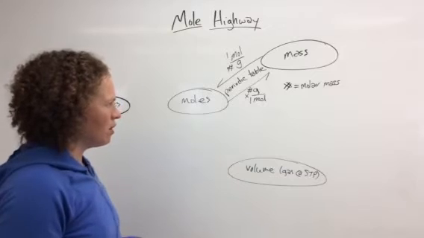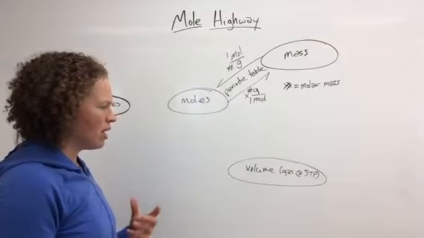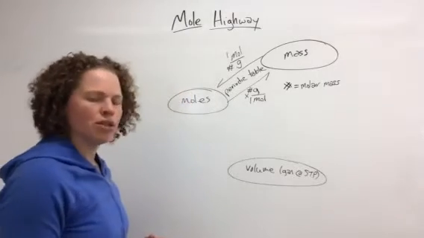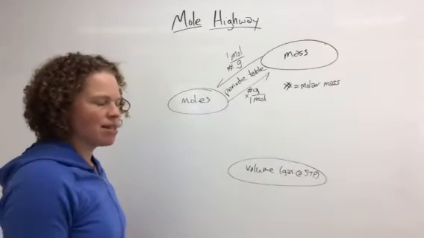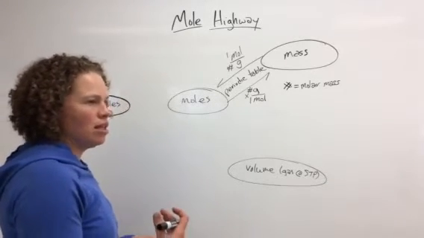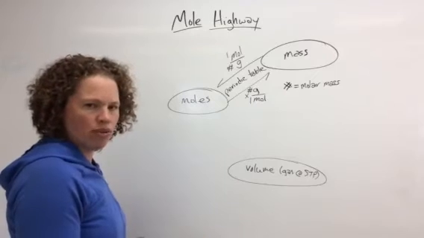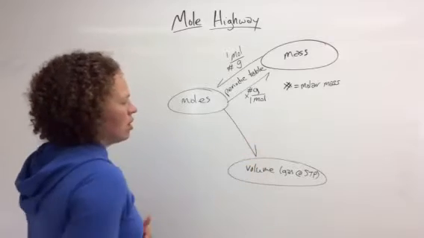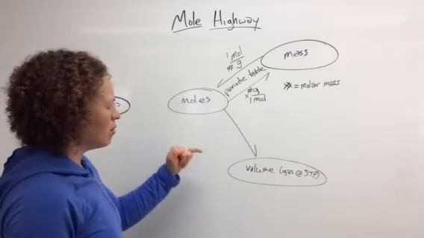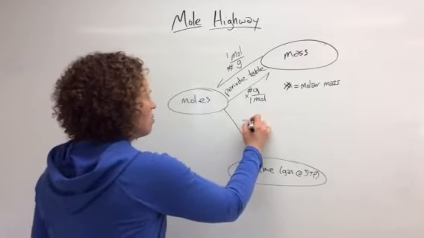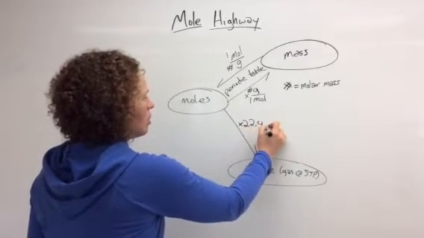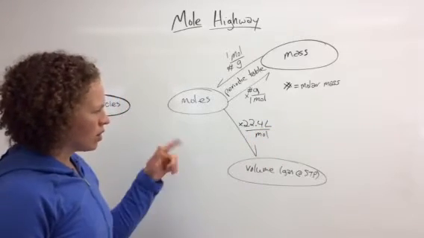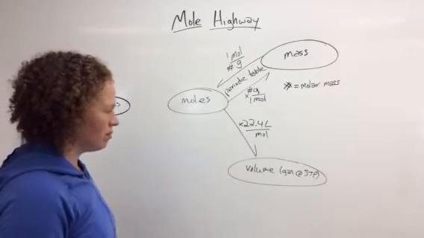Then we come down here to volume, and we have this magical number of 22.4 liters per mole. I know that if I have a gas at standard temperature and pressure, then it's going to be occupying 22.4 liters for every mole of gas that I have. So when I'm going from moles to volume, I want the moles on the bottom. So I'm going to be multiplying by 22.4 liters for every mole. So I'm going to use that conversion to go from moles to volume.